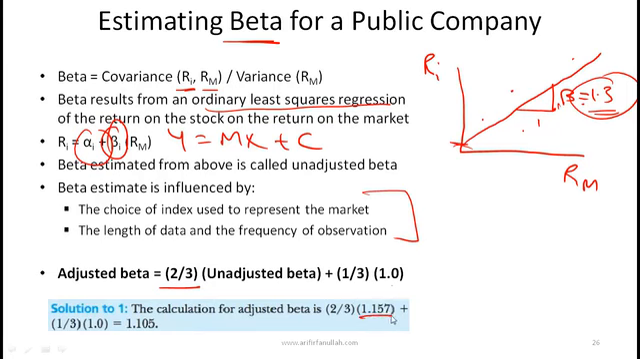Skipping the details in a long-winded problem in the curriculum, all they do, in between a bunch of text, is tell you that the unadjusted beta is 1.57. If you know the unadjusted beta, can you find the adjusted beta? Yes, all you do is 2/3 times that plus 1/3. So always the adjusted beta will be closer to 1 than the unadjusted beta.